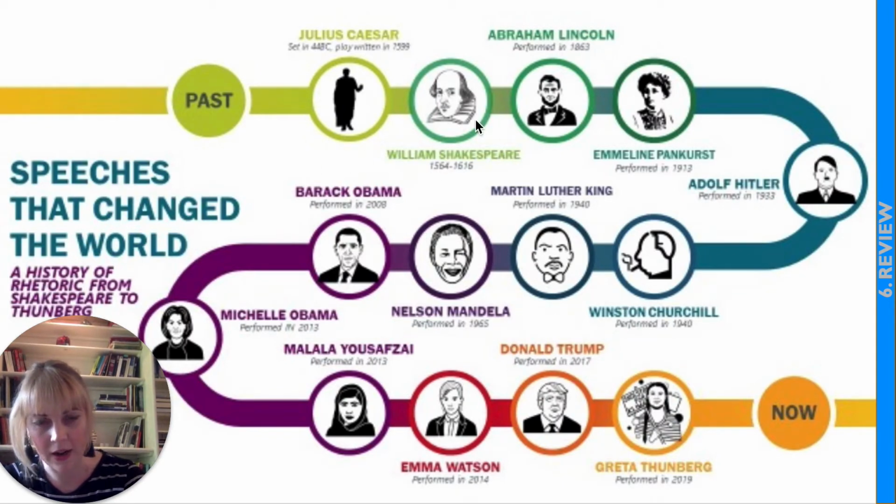and Shakespeare a little bit further along. Obviously, I mentioned earlier the Greeks, that would be way back here. Okay, we've got key speakers like the American President Abraham Lincoln, right through to Pankhurst, who was a suffragette, so she was campaigning for the rights of women to have greater equality and a voice to vote, etc.